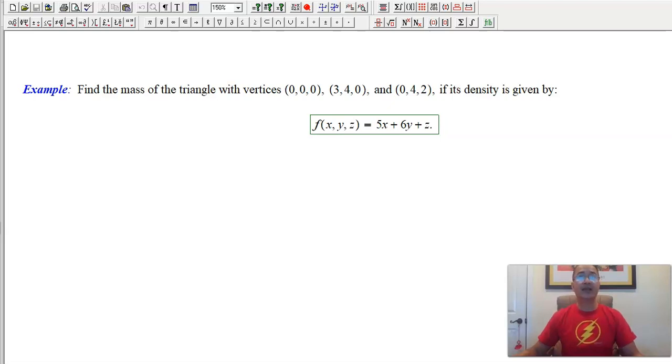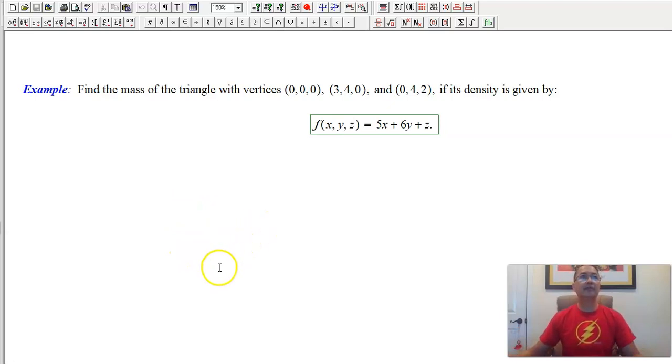So here's a fresh example. I just thought about it while walking Johannes. I have a triangle with these 3 vertices, and we have a density function given by 5x plus 6y plus z. Okay, we're going to find the mass of this triangle. Area is boring, we already know how to do that in chapter 1, right? Take the cross product and take half of that.